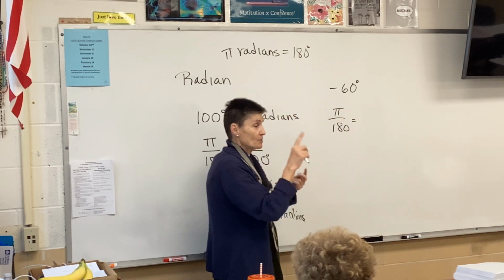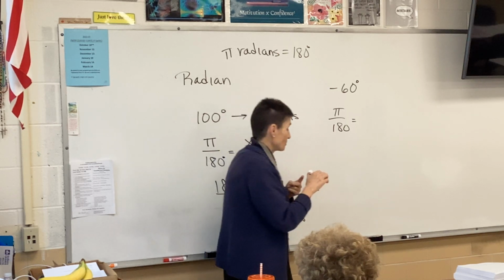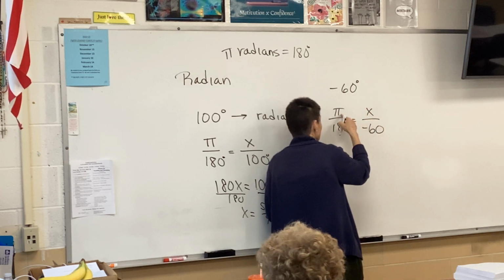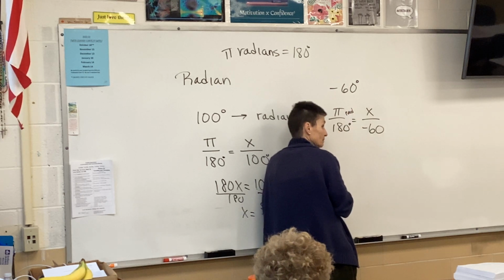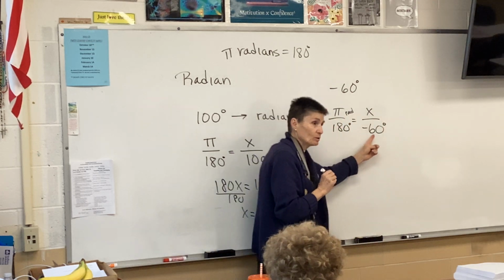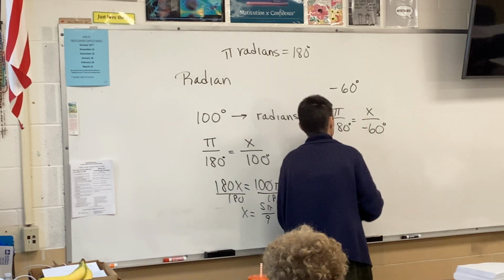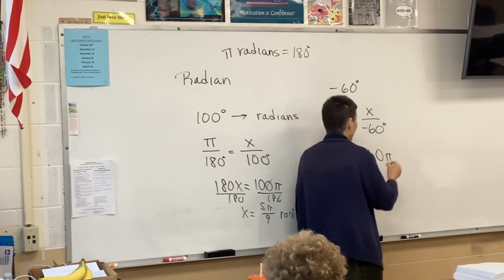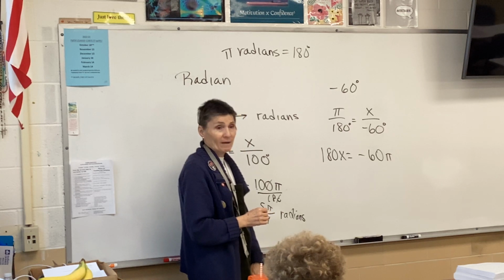Now you're going to have an x and you're going to have a negative 60. What goes where? X goes on top. Negative 60 goes on the bottom. Remember, this is pi radians, 180 degrees. This is negative 60 degrees, so it has to be on the bottom with the 180. Okay, so I'll cross multiply. 180x equals negative 60 pi. Don't worry about the negative. Angles can be negative. We'll talk more about that later.